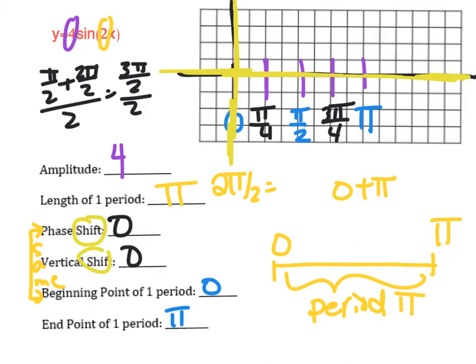Now, normally, your sine pattern would go 0, 1, 0, negative 1, 0. But since this is an amplitude of 4, you're going to go 0, up 4, 1, 2, 3, 4, back to 0, down 1, 2, 3, 4, back to 0. Because your original pattern was 0, 1, 0, negative 1, 0. So when you multiply by 4, you get 0, 4, 0, negative 4, 0. And then there is your sine graph, that 4 sine of 2x graph.